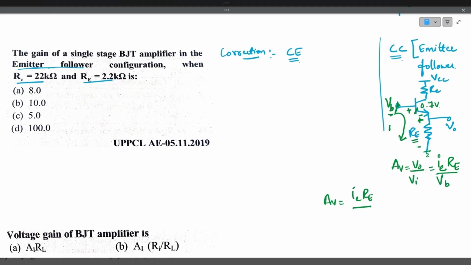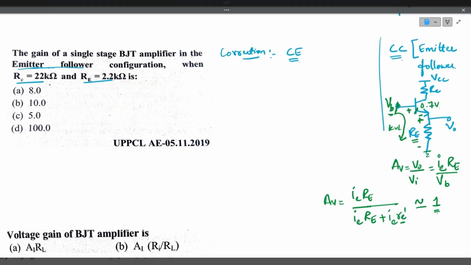Even if you apply the KVL at the input loop, the input voltage will be approximately equal to IE RE, plus some IE and RE dash will come. This is the emitter model resistance. This is very, very small. This RE dash component is very, very small, so that can be neglected. So approximately this becomes 1. It is closer to unity. This is for common collector or emitter follower configuration.